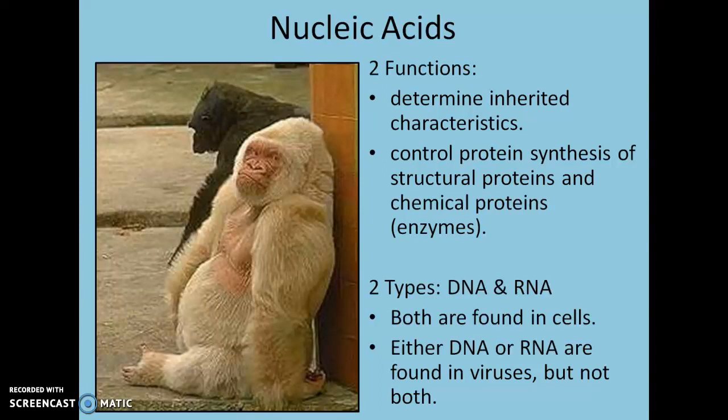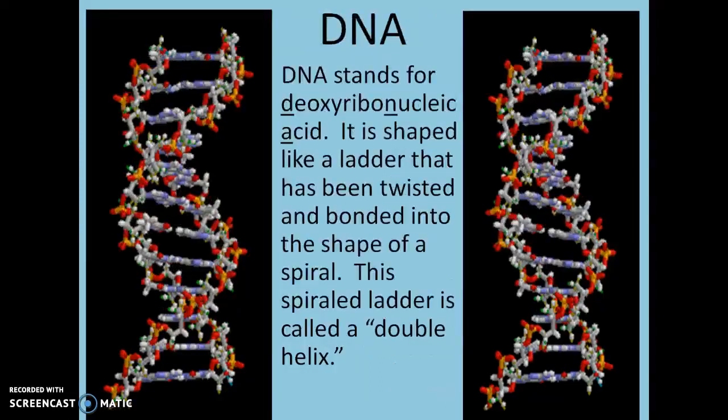Nucleic acids have two functions. The first thing they do is that they determine inherited characteristics, and the other thing they do is control protein synthesis. There are two types. There are DNA and RNA, and both are found in cells. We'll be talking about viruses here and there. Either DNA or RNA are in viruses, but never both.